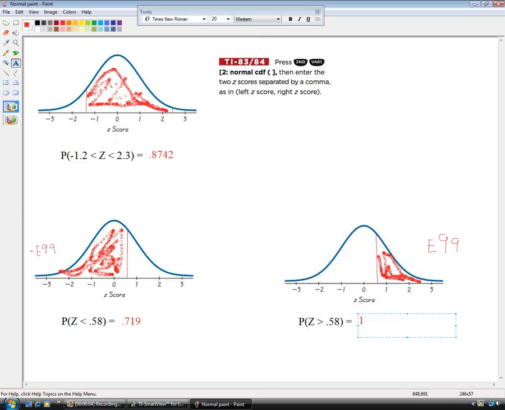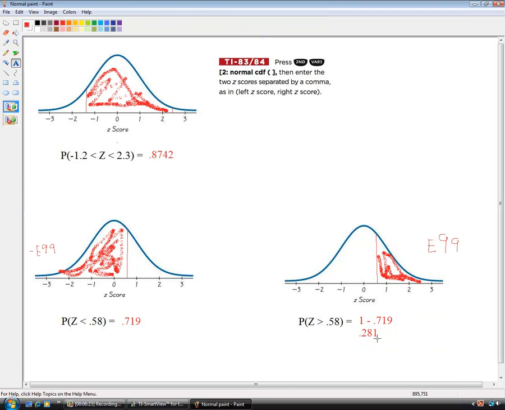So 1, excuse me, and that is going to equal 0.281. So that's our ultimate answer.